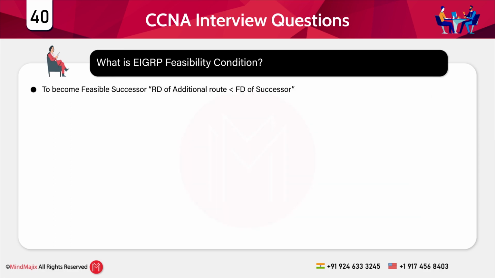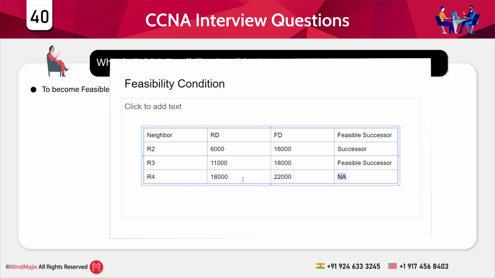That's what the condition says: the feasible distance of the successor should be more than the reported distance of the additional route. But in this case, the additional route has a reported distance of 18,000, which is more than the feasible distance of the successor. That's why it is not counted as a feasible successor.